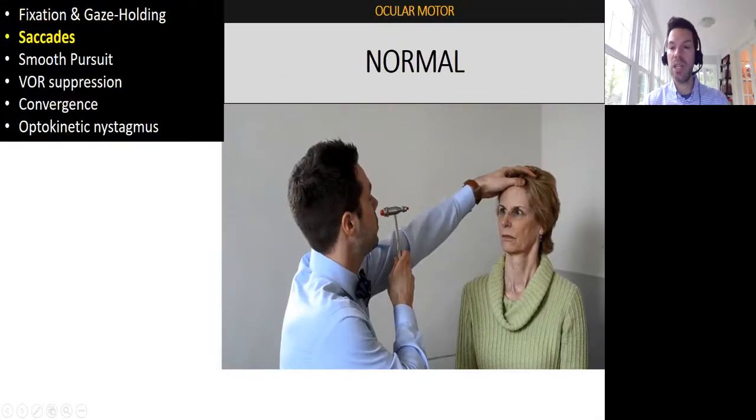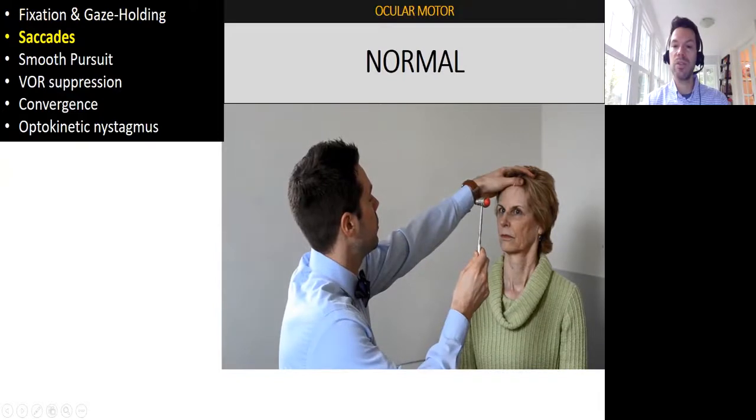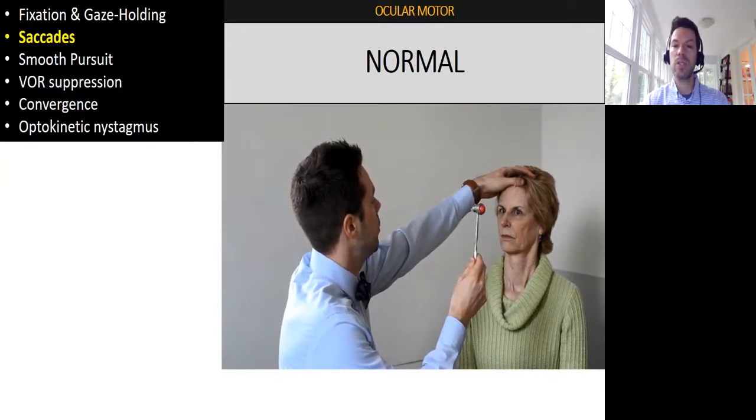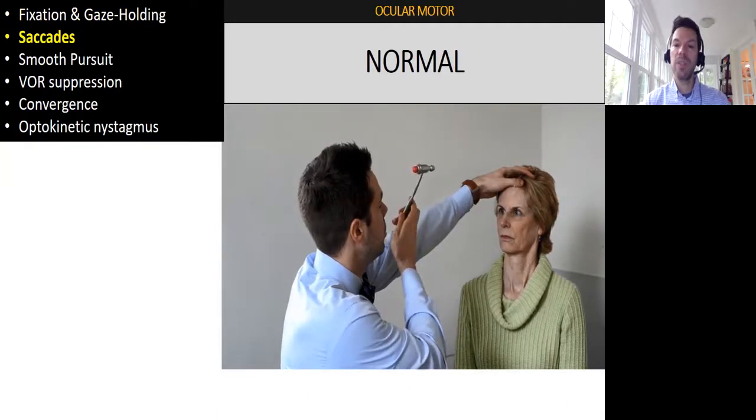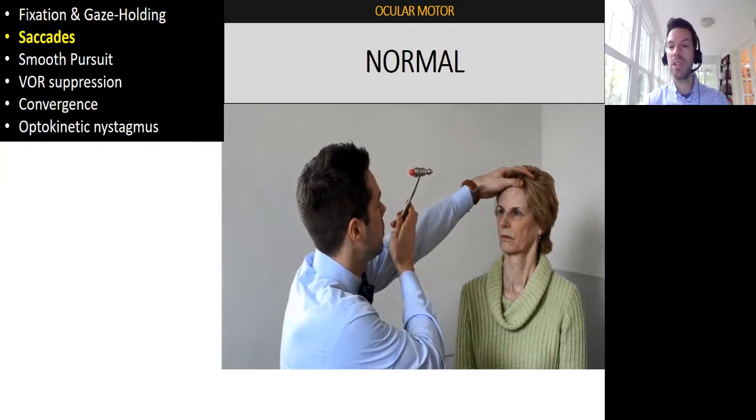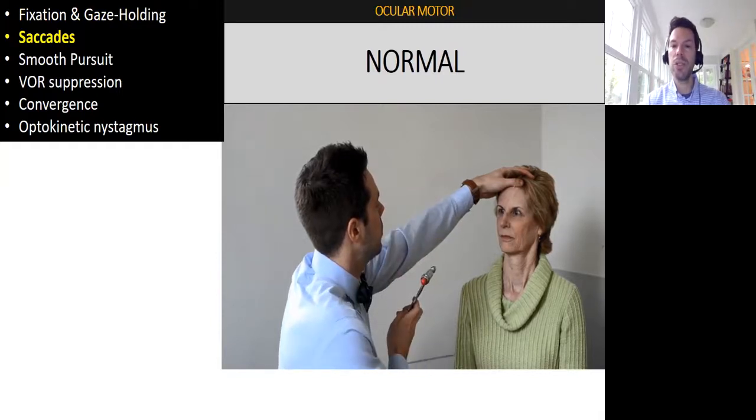What about saccades? I like to evaluate saccades in a few different ways. One is a lateral target or an eccentric target to my nose. This allows you to really tell if the patient's saccades are accurate. Is the patient undershooting or overshooting your nose?